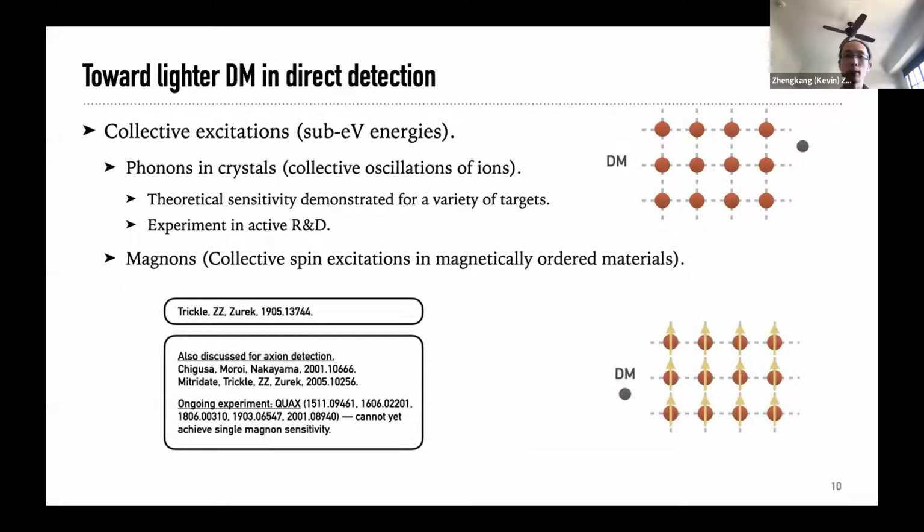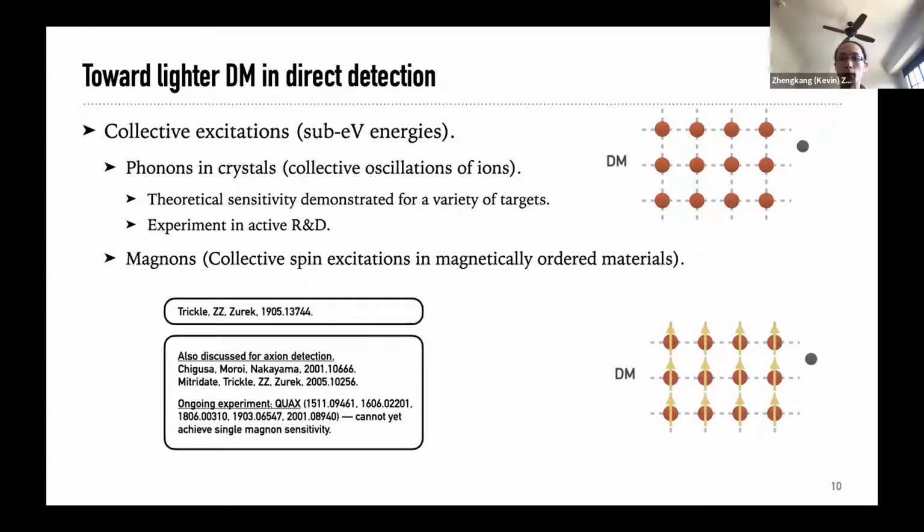So related to this, we might also be interested to explore other types of collective excitations. One example that we looked into is magnons. These are collective spin excitations in magnetically ordered materials. And the cartoon here shows the specific case of a ferromagnet, where in the ground state, all the ionic spins are aligned. When the dark matter comes in, if it interacts with these ionic spins, it can trigger a collective excitation mode of all these spins. So this is a spin wave, classically speaking, and the quanta are called magnons.